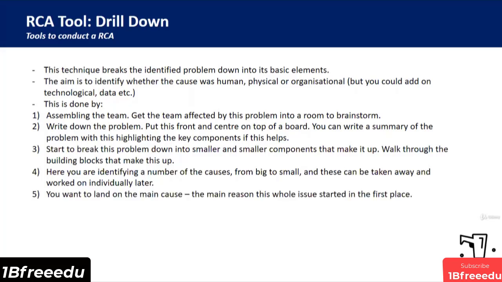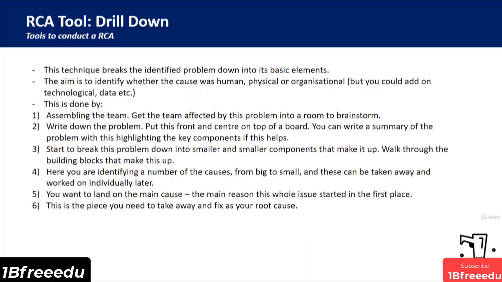You want to land on the main cause, the main reason this whole issue started in the first place. And this is the piece that you need to take away and fix as your root cause. So you can then identify what is the root cause, what has caused this issue in the first place, and then you can categorize it to say, right, is it human, physical, organizational, or something else? And then you can go away and actually tackle that.